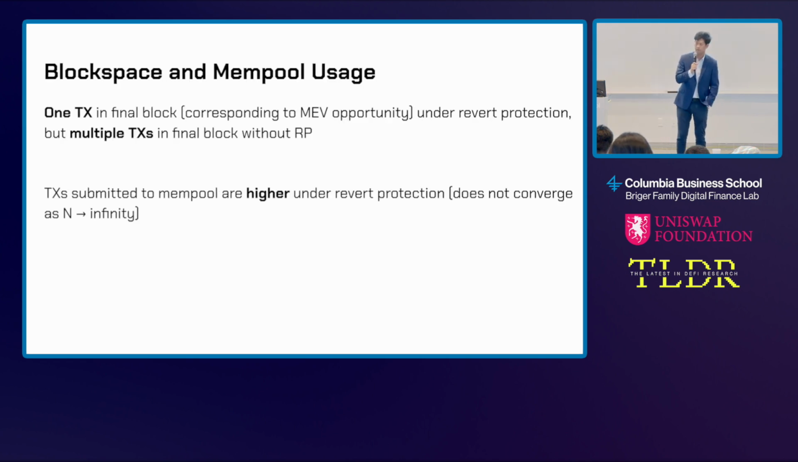Now, another aspect of this is to consider the block space and mempool usage metrics. The first main finding, that there's one transaction in the final block, follows naturally because by definition, the block builder or sequencer is tossing out all of the transactions that would revert, the ones that do not win the opportunity. But there are multiple transactions in the final block if you don't have revert protection. However, when you look at transactions submitted to the mempool, we find that they are higher under revert protection because there's basically no disincentive to submitting.